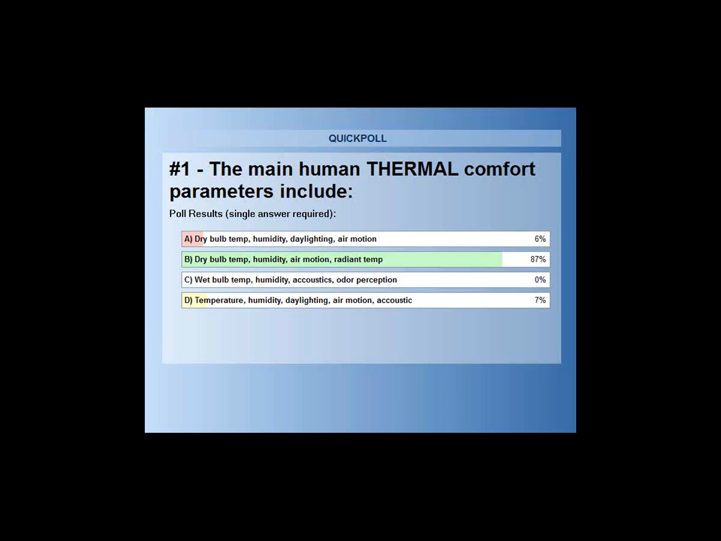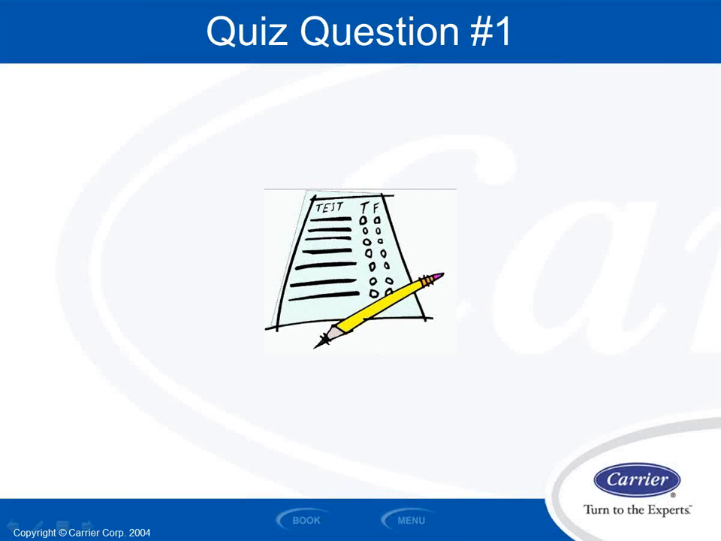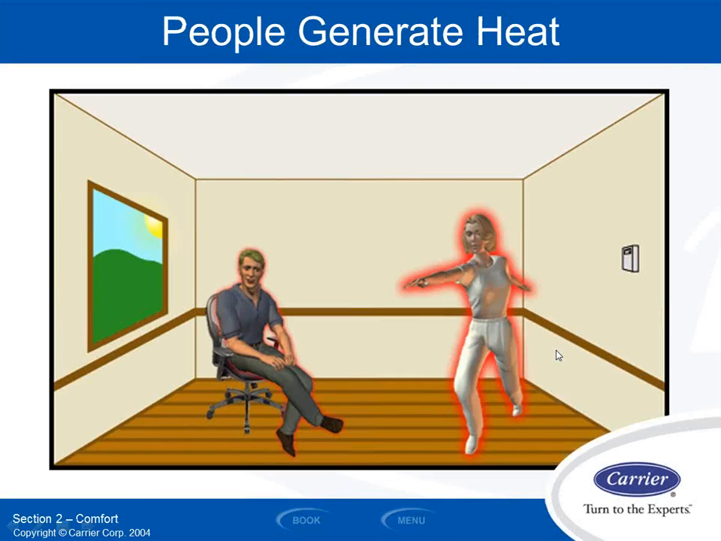The vast majority of people got it right. 87% of you said B, which is that the main thermal comfort parameters are dry bulb temperature, humidity, air motion, and radiant temperature. That's not to say that daylighting and acoustics and odor are not important things for your comfort. They're just not thermal related things. All right, so let's go back to our slides here.